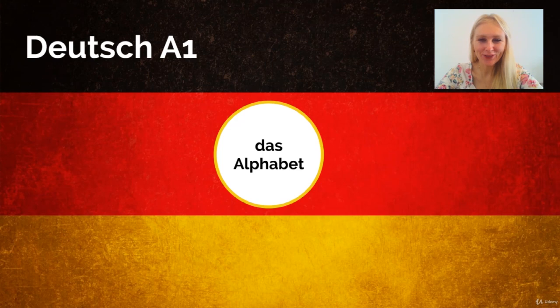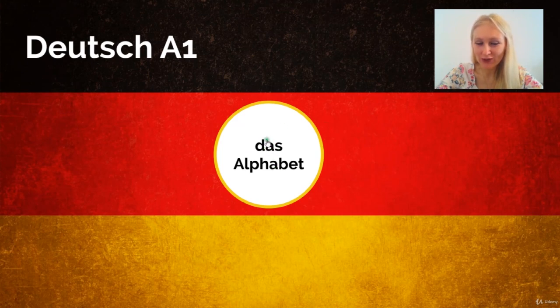Welcome to the very first chapter of this course. And since we are at the beginner's level, we are really going to start from zero. So we are going to look at the German alphabet today. So as you see here, it's called das Alphabet.